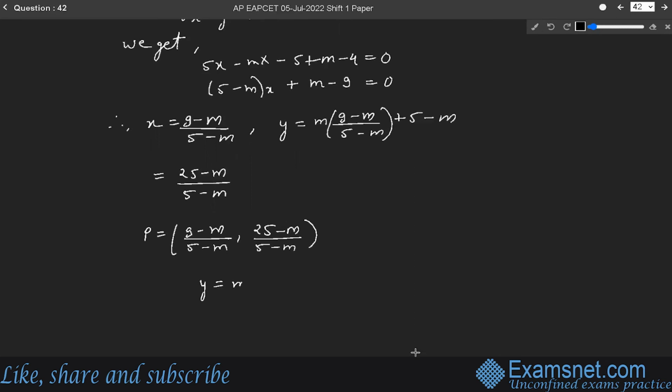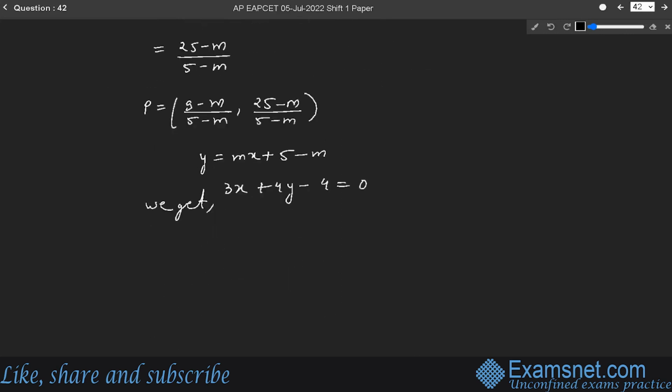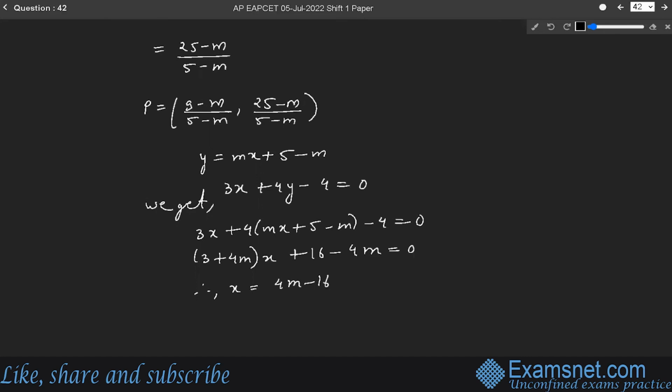Substituting y is equal to mx plus 5 minus m in the second equation, which is 3x plus 4y minus 4 is equal to 0, then we get 3x plus 4 into mx plus 5 minus m minus 4 is equal to 0. So it will be 3 plus 4m, taking x common, plus 16 minus 4m is equal to 0. Therefore, here x will be equal to 4m minus 16 divided by 4m plus 3.